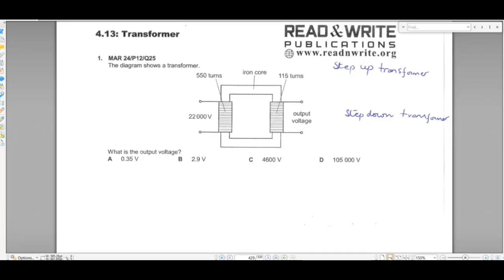At the moment, we are doing the chapter Electricity and Magnetism, and today, inshallah, we are going to be doing its topic 4.13, which is transformers.